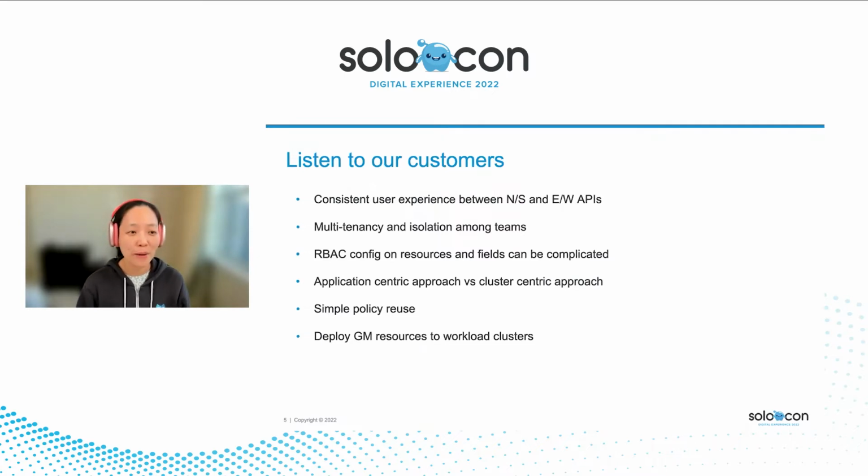We're working closely with many of our customers. What we learned clearly is our customers like to have a consistent routing API between north-south traffic and east-west traffic. We also learned a lot of our customers have different teams and different services where they would love to have multi-tenancy and proper isolation among the teams. They felt the configuration on resources at the field level is pretty hard to configure. So we have some thoughts on that too.